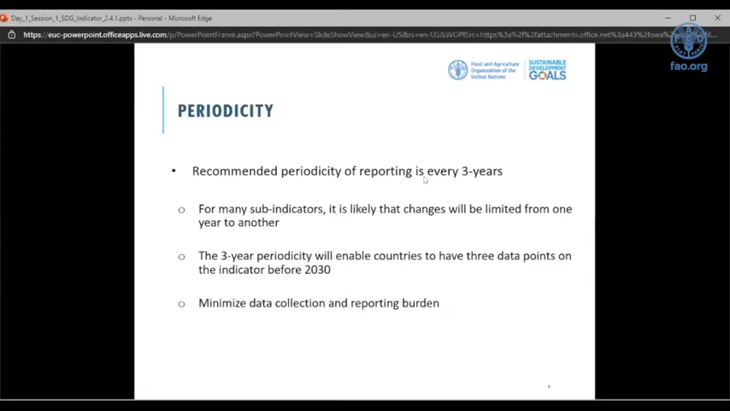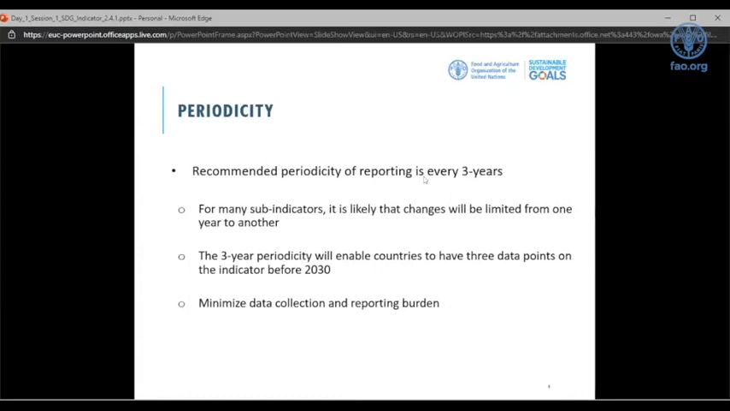So regarding the periodicity for monitoring and reporting the indicator, as I mentioned earlier, it is set at 3 years. And this decision is a result of various considerations. First, the SDG indicator 2.4.1 measures progress toward more productive and sustainable agriculture. And for many of the sub-indicators selected as part of its framework, it is unlikely that their values will change from one year to another.